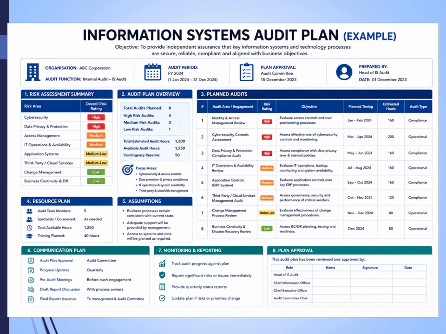Based on these priorities, planned audits are scheduled with defined objectives, timelines, estimated effort, and audit types such as compliance or operational reviews. The audit plan also considers available resources, skills, budget, training requirements, and communication activities needed to support successful execution. Monitoring and reporting activities help track progress against the plan, identify emerging risks, and ensure audit priorities remain aligned with organizational objectives. The overall goal is to provide structured, risk-based assurance that information systems and technology processes remain secure, reliable, compliant, and effective.